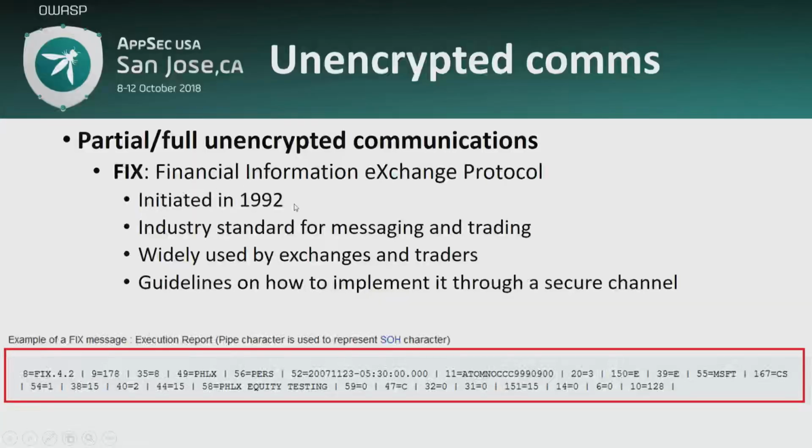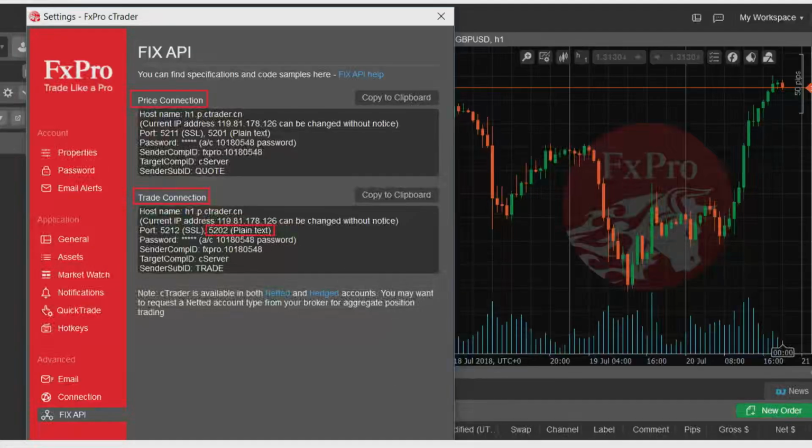All right. Now let's talk about FIX. It was from '92. It's an industry standard for trading and messaging. It's still widely used by exchanges and traders. And there are guidelines on how to implement it properly, through secure SSL tunnels, etc. And this is how it originally looks. This is pure ASCII separated by pipes, but as you can see, it's not encrypted. It's just a binary and ASCII protocol.